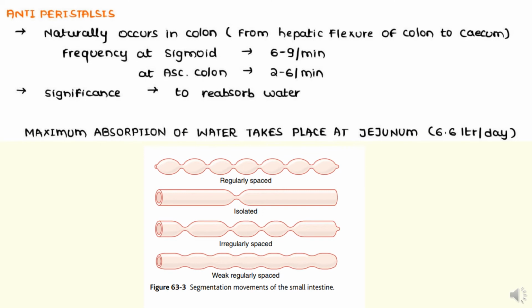Antiperistalsis naturally occurs in the colon from the hepatic flexure of colon to the cecum. Frequency at the sigmoid is 6 to 9 per minute, and in the ascending colon it's 2 to 6 per minute. Significance of antiperistalsis is to reabsorb water. Maximum absorption of water takes place at the jejunum, 6.6 liters per day, as discussed earlier. Segmentation movements of the small intestine are regularly spaced, as you can see, isolated, irregularly spaced, and weak regularly spaced.